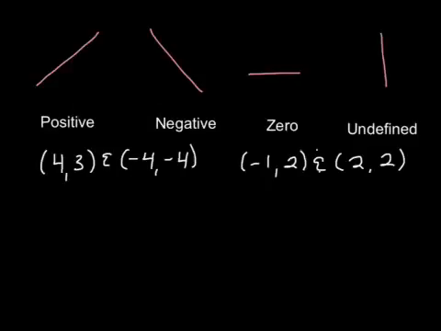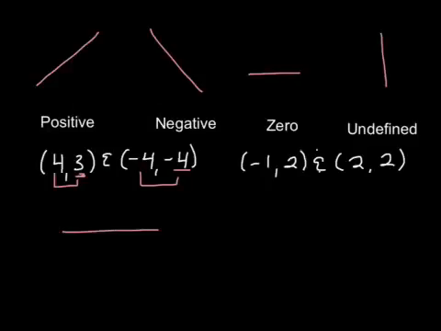Now, to find the slope, it's always the change in your y values over the change in the x values. So it doesn't matter if it's y2 minus y1 or y1 minus y2, as long as these guys are together top and bottom.